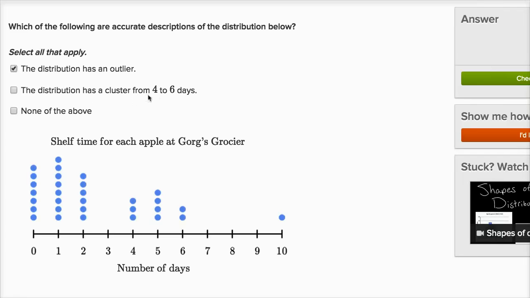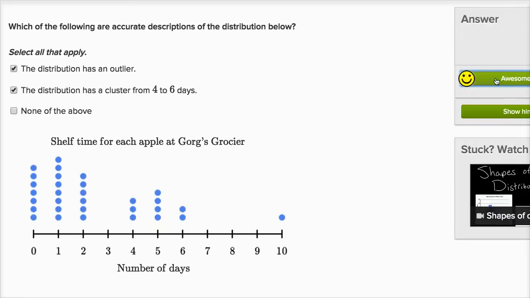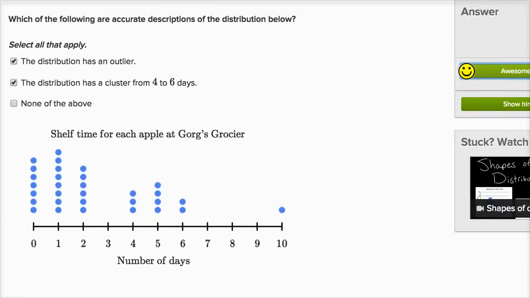The distribution has a cluster from 4 to 6 days. And we indeed do see a cluster from 4 to 6 days. A cluster, you can imagine, is a grouping of data that's sitting there, or you have a grouping of apples that have a shelf life between 4 and 6 days, and you definitely do see that cluster there. And since I already selected 2 things, I'm definitely not going to select none of the above. So let me check my answer. Let me do a few more of these.